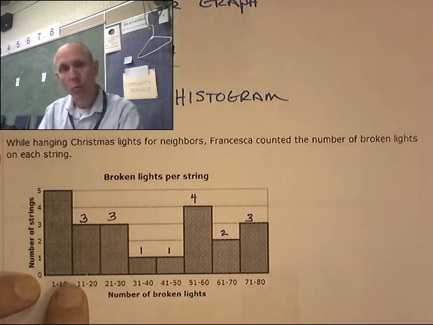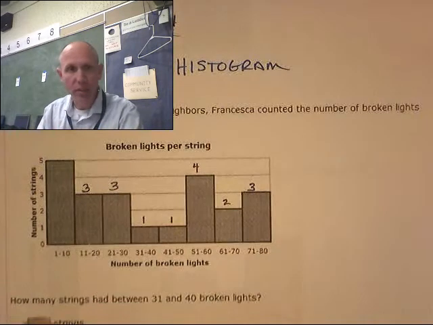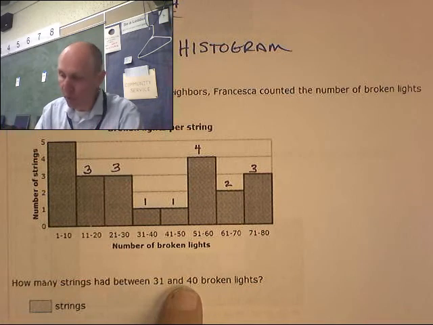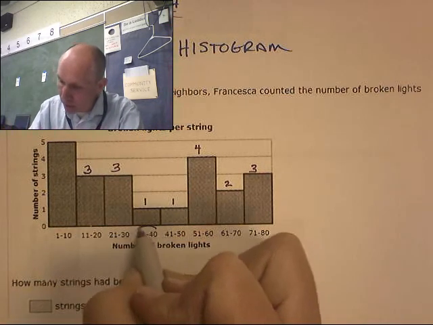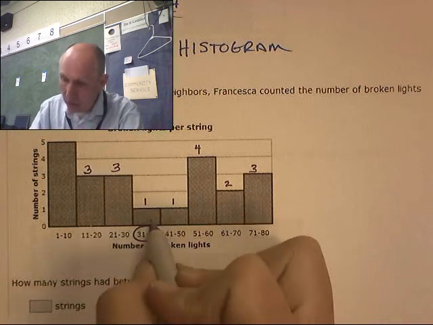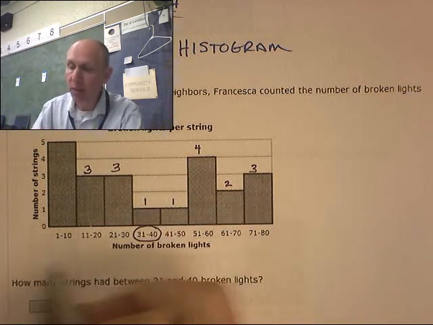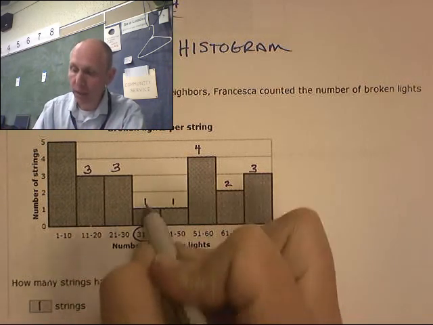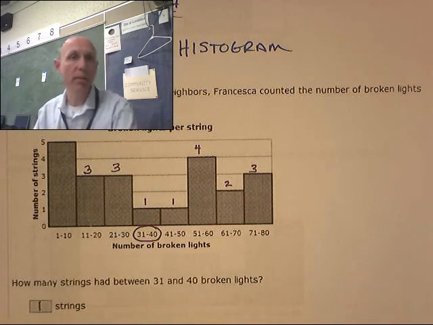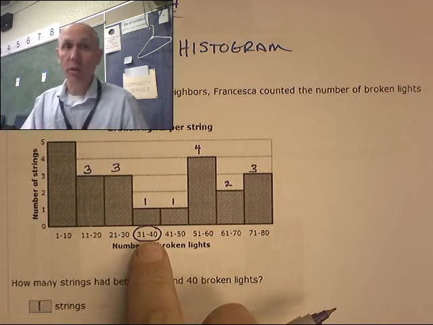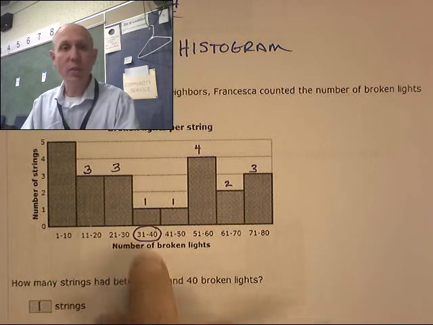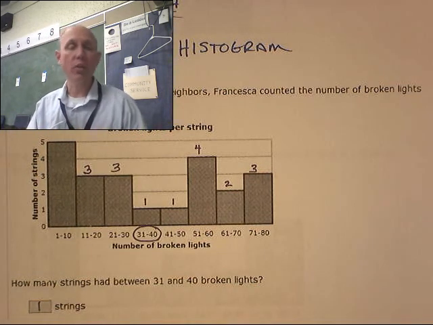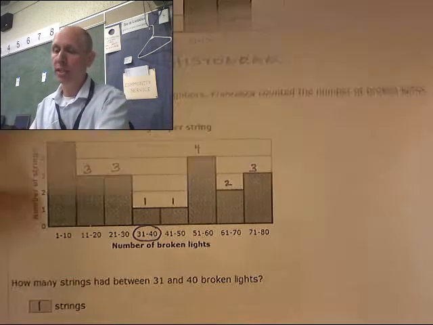So notice the range that we're dealing with. And the question is, how many strings had between 31 and 40 broken lights? 31 to 40. Here's this range. There was 1 string that had 31 to 40 broken lights. So maybe that had only 35 broken lights, or maybe it had 37. I don't know, but I know there was 1 string of lights that had between 31 and 40 broken lights.